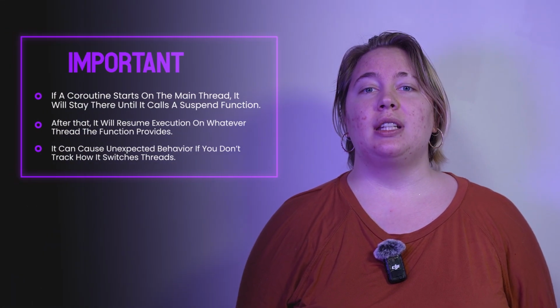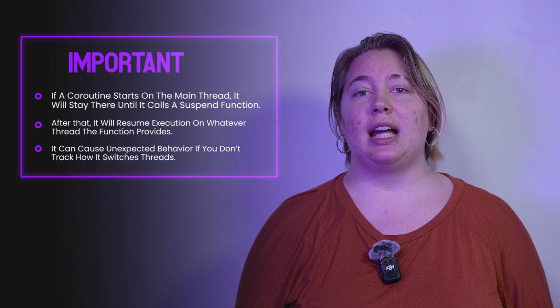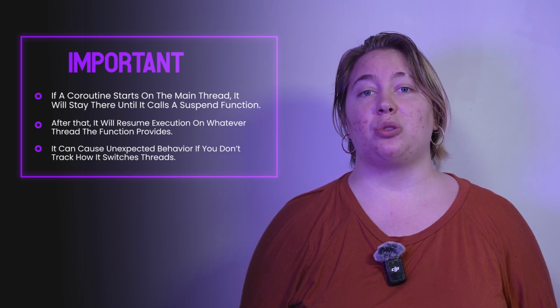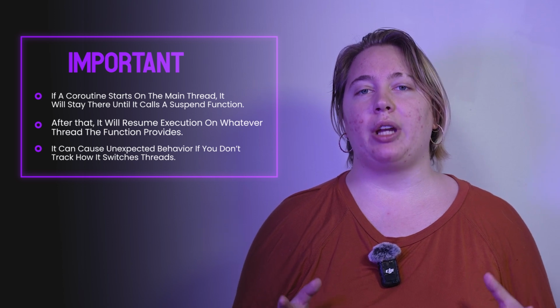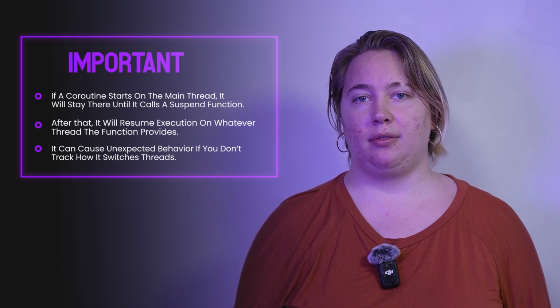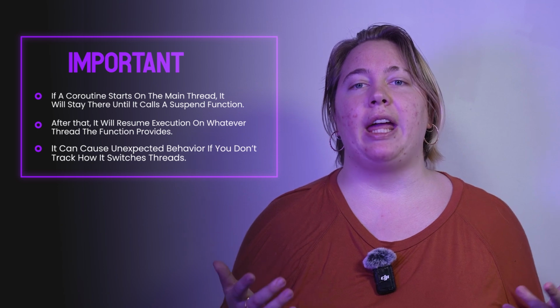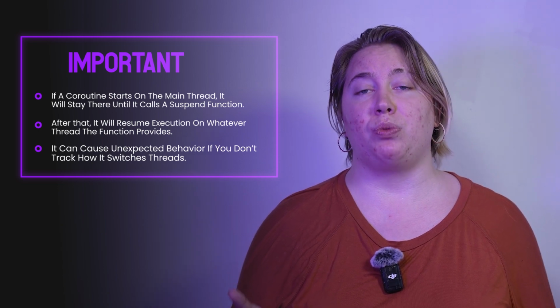Important: if a Coroutine starts on the main thread, it will stay there until it calls a suspend function. After that, it will resume execution on whatever thread the function provides. It can cause unexpected behavior if you don't track how it switches threads.